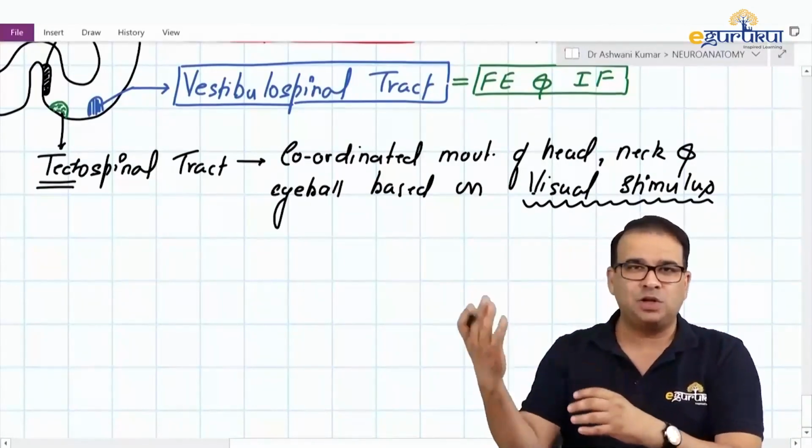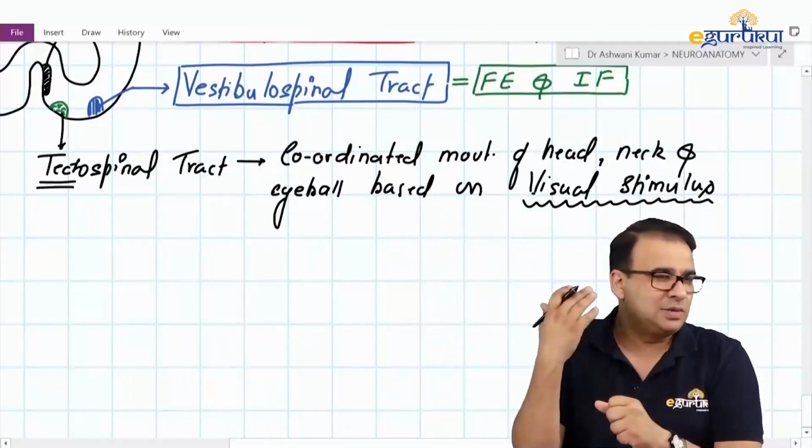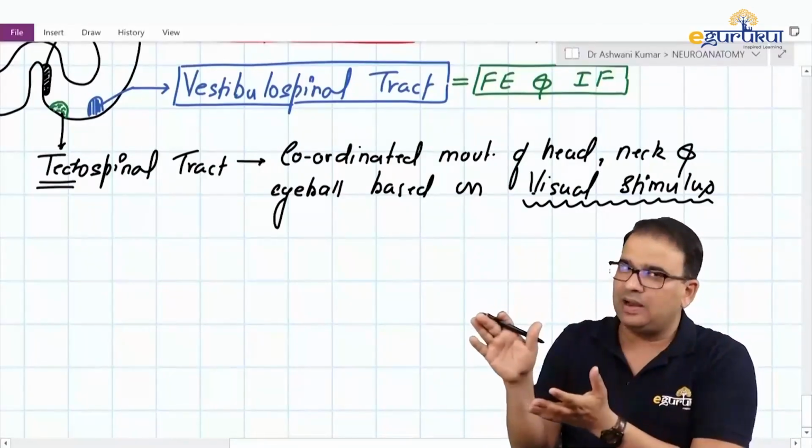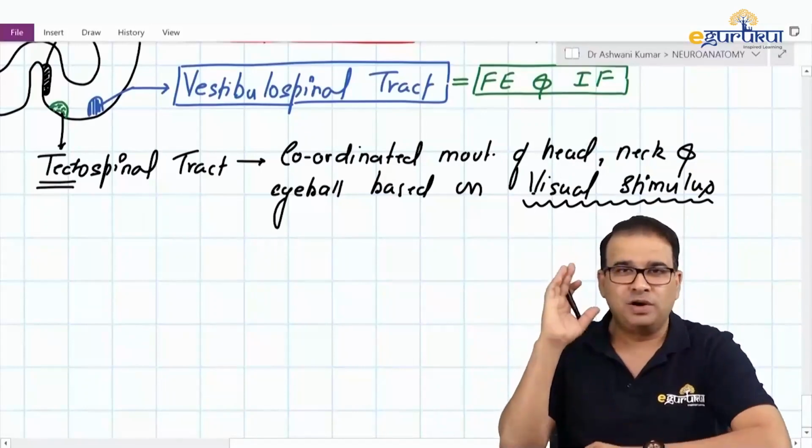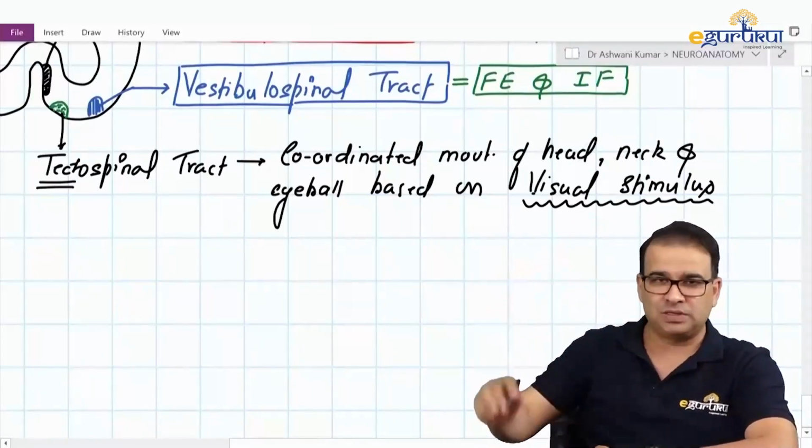That will work based on the auditory stimulus, that you get an auditory stimulus from one side and then you turn your head and neck and eyeball to that side. So that is an auditory stimulus. This is about the visual stimulus.